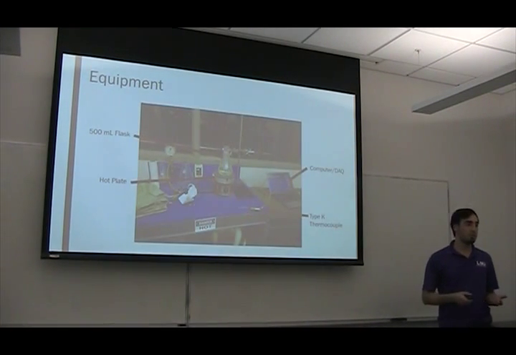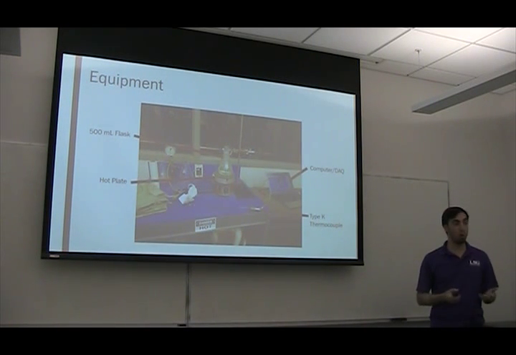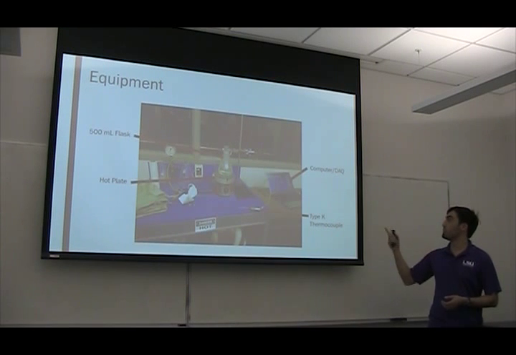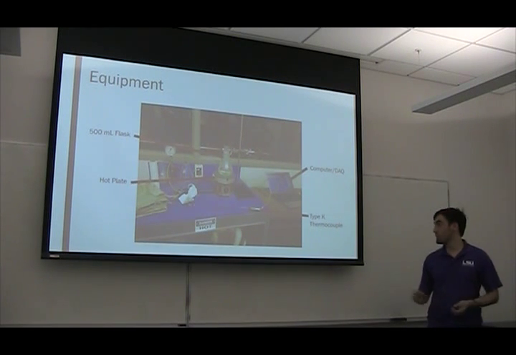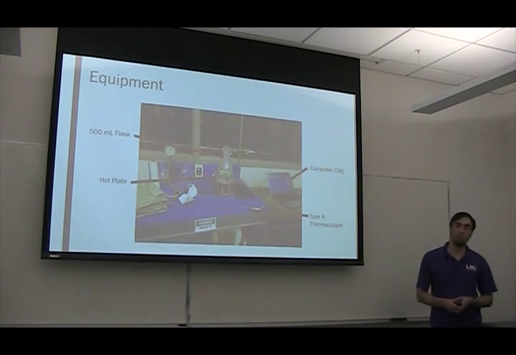So the equipment we used in this experiment was pretty basic. On the left is a 500 milliliter flask, half filled with water, a hot plate, a computer with a data acquisition module, and then a type K thermocouple shown here that was sheathed in stainless steel.